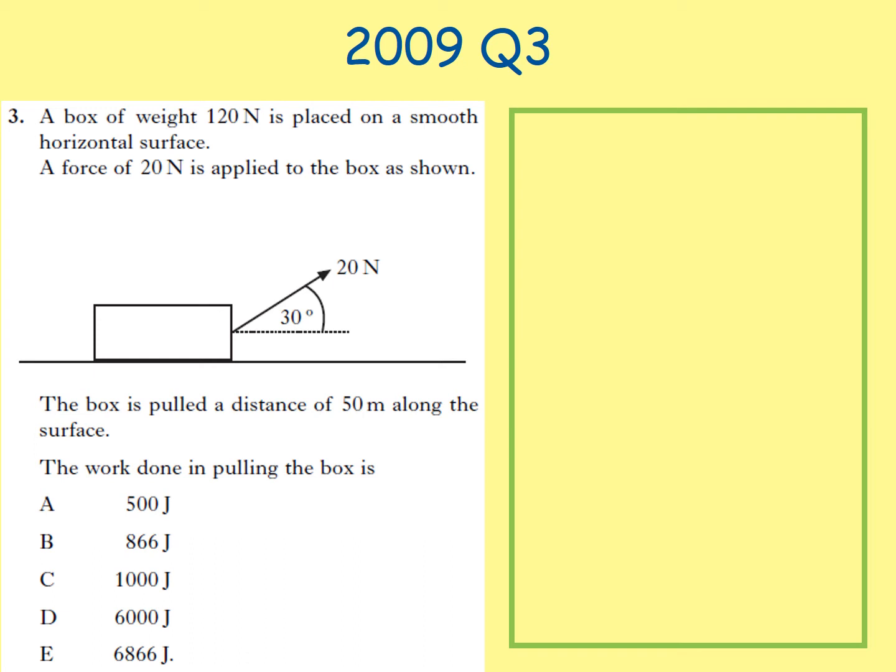So this is very similar to the last question, so we can use our work done equation again. W equals Fd. And we have our force at an angle just here. So we want to be calculating the horizontal component of the force, this Fh just here. So Fh equals F cos theta, which is equal to 20 multiplied by cos of 30, which is equal to 17.3 newtons.